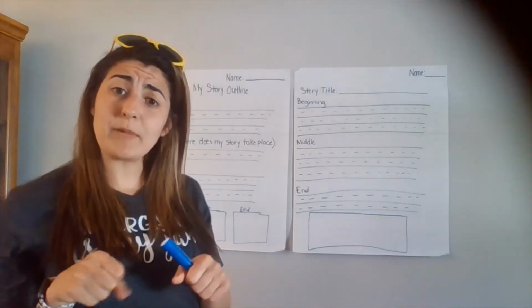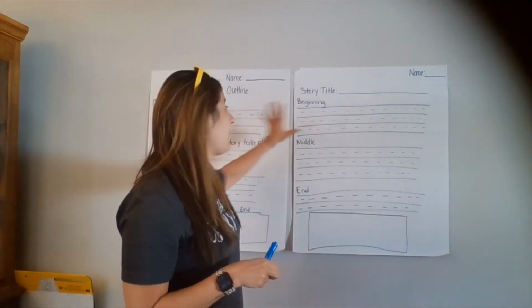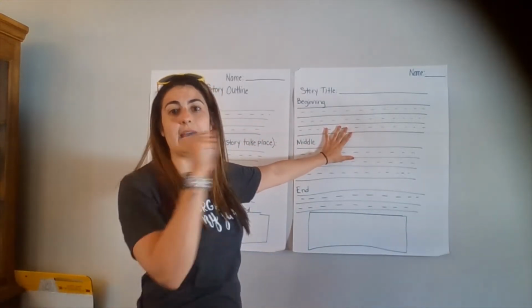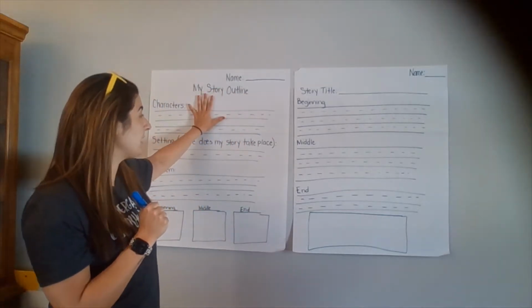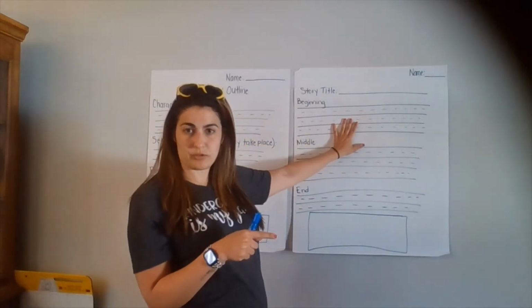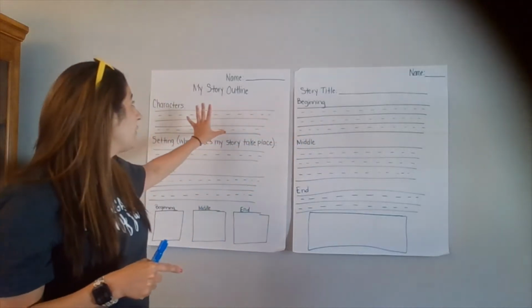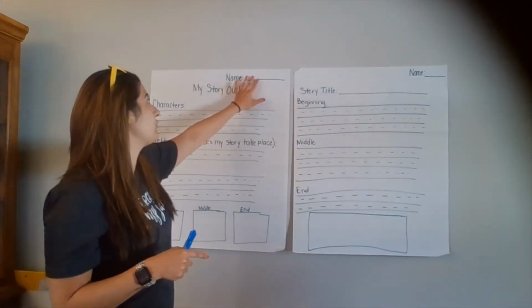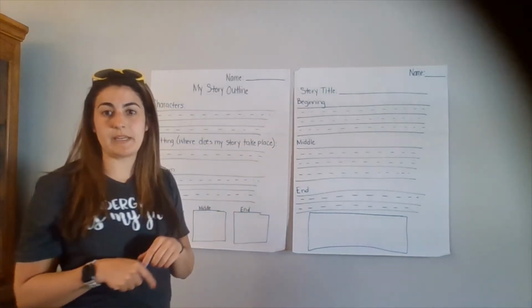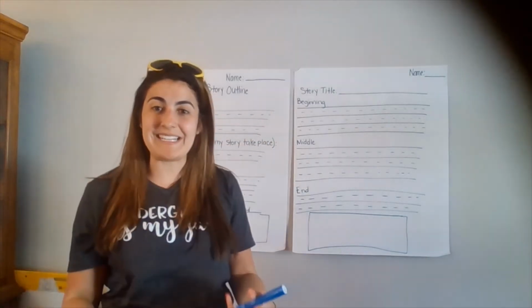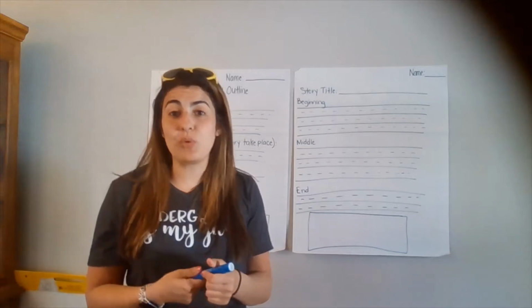So I'm going to show you both activities that you're going to do today and tomorrow. But today you're just going to do your story outline. And tomorrow is where you would write your story. So the first thing we're going to do is use a graphic organizer. So a graphic organizer is something to help you get all of your ideas down before you write a story.